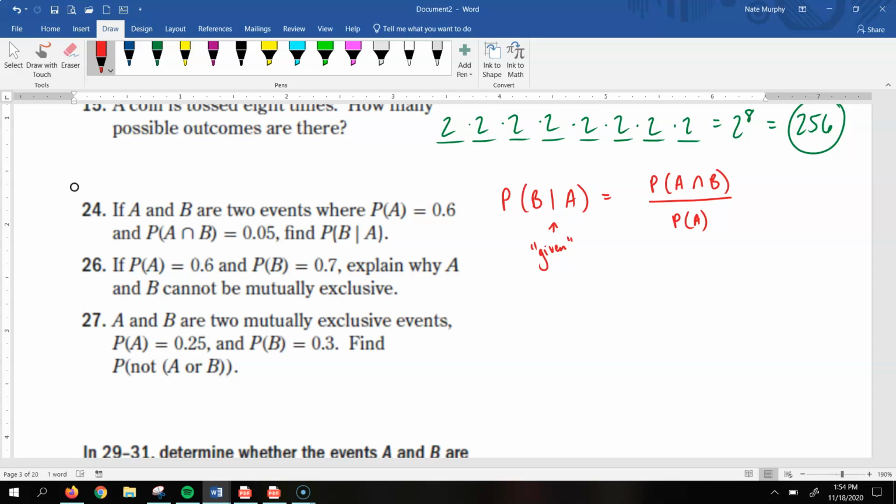So now we're just going to put in what we know here. We know the probability of A intersect B is 0.05. We know that probability of A is 0.6. So we would just divide those 2 values, and for 24, you end up getting 0.083.